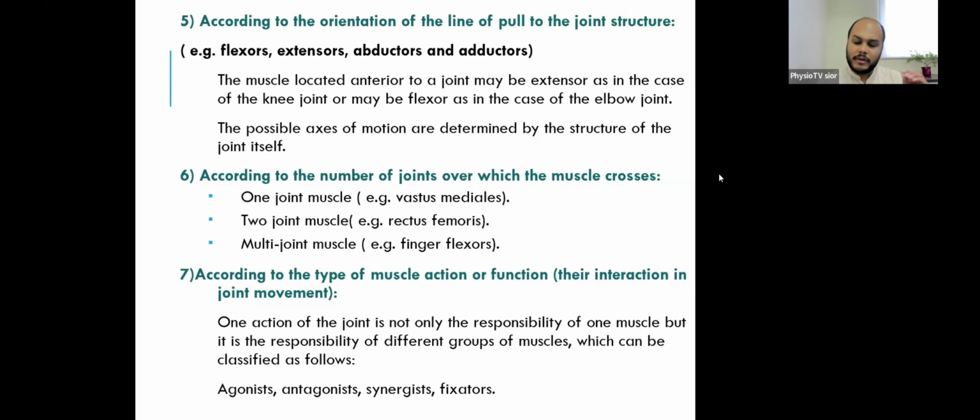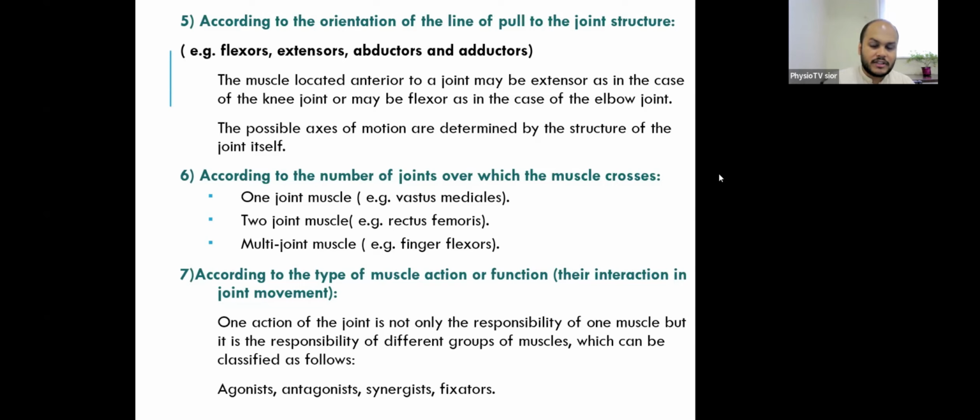That one joint muscle will be independent of the positions of the proximal and the distal joints, but the two joint and the multi-joint muscles will be under the influence of the position of the proximal or the distal joint, depending upon the muscle that is getting activated. A multi-joint muscle is the long finger flexors.